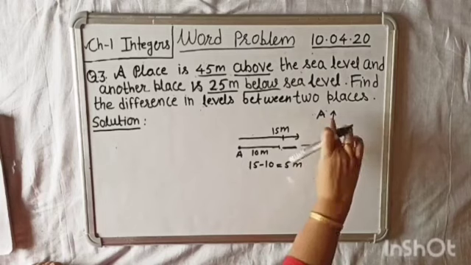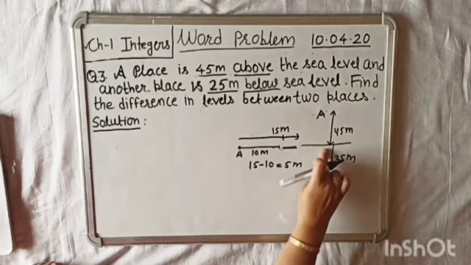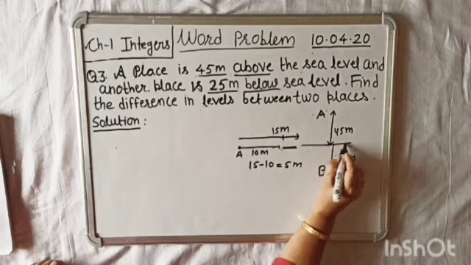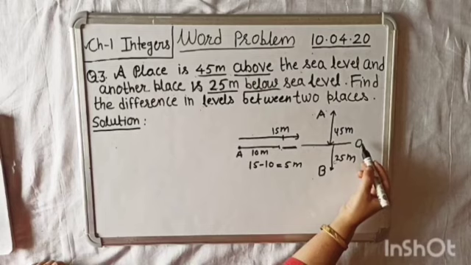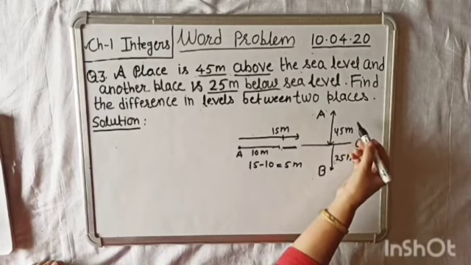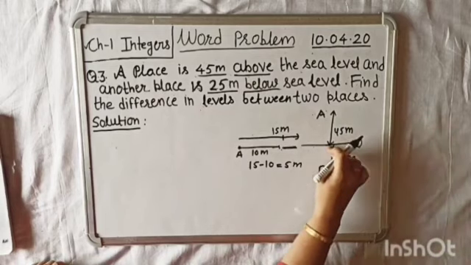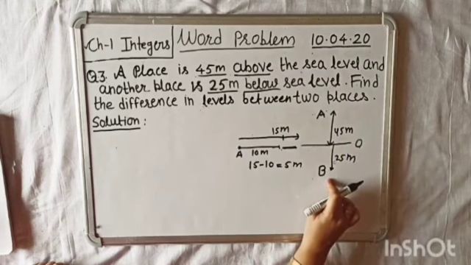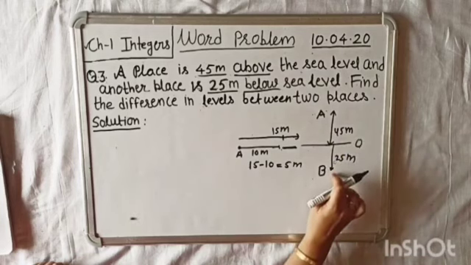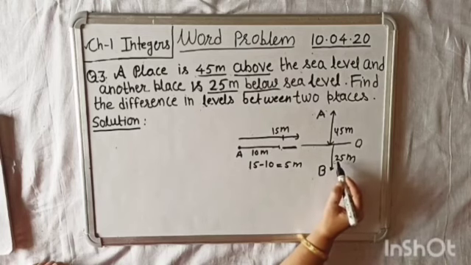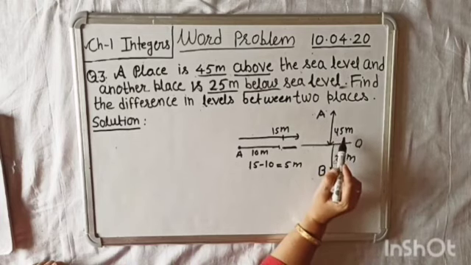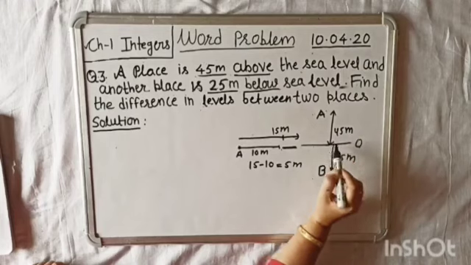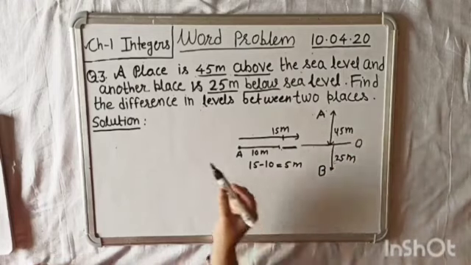You have to subtract their distance. Now, consider it as a number line, that is 0. And the numbers which are above or to the right hand side of the 0 are positive, and those which are on the left side of the 0, they are negative. So, distance of place B will be minus 25 meter and the distance of place A from sea level is 45 meter, plus 45 meter because it is above sea level and B is below sea level.